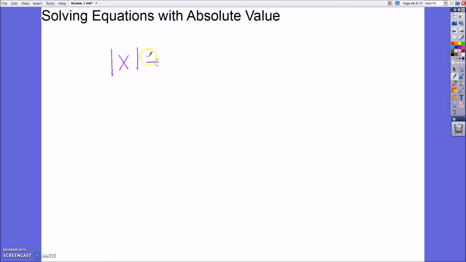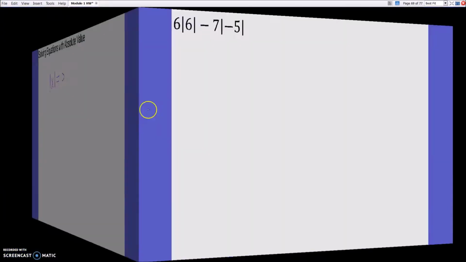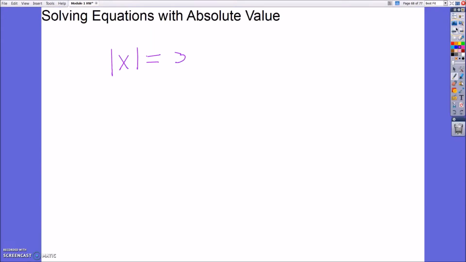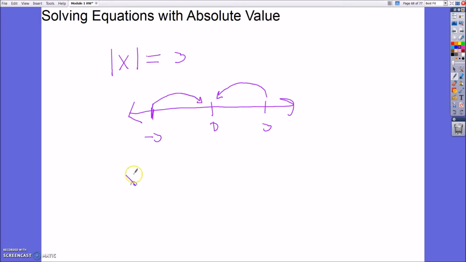So what do I mean by that? If I have the absolute value of x equals 3, well, on a number line, what are two values that would make that true? Well, let's go ahead and look at a little quick number line. If I have the value of 3, the distance from 3 to the origin is 3, as well as negative 3. The distance from negative 3 to the origin is also 3. Therefore, your two solutions would be x equals negative 3 and 3.